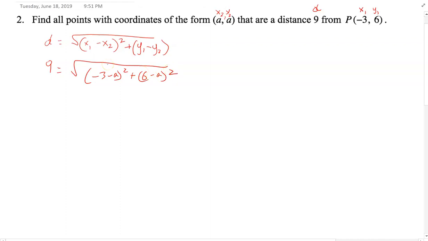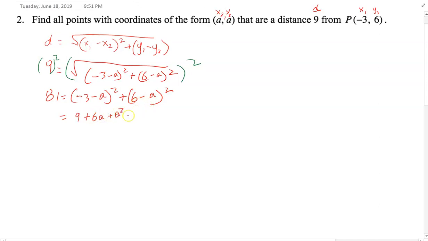To get rid of this radical sign, we square both sides. So 9 squared equals 81. 81 is equal to (-3 minus A) squared plus (6 minus A) squared. If we expand (-3 minus A) squared, you will get 9 plus 6A plus A squared. And if you expand (6 minus A) squared, you have 36 minus 12A plus A squared. We have 81 on this side.